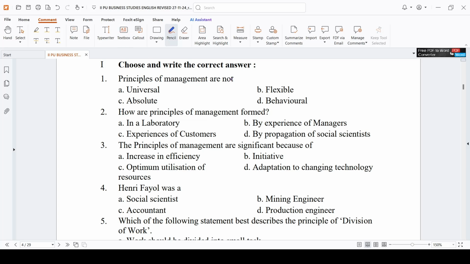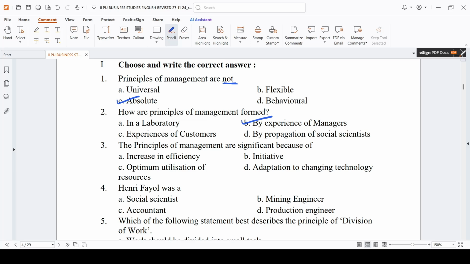Principles of management are or are not what? Again, you have to see what they are asking. Here they have given features of principles of management. Universal is a feature, it is flexible, it is behavioral in nature. So the answer is principles of management are not absolute. How are principles of management formed? In a laboratory, by experience of the managers, experience of the customers, or by propagation of social scientists? The answer is by experience of the managers.